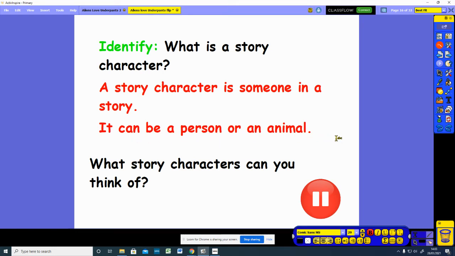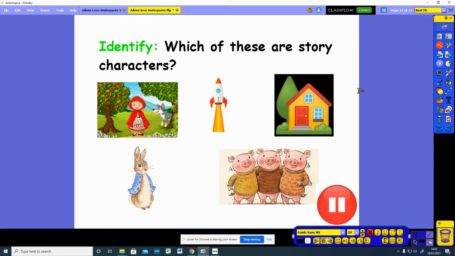I want you to think about some of the stories that you have read recently or that your adult has read to you. What story characters can you think of? Press the pause button while you do this. So, let's identify some more story characters. Which of these are story characters? Look carefully at each picture and think about which ones are pictures of story characters. Press the pause button while you do this.